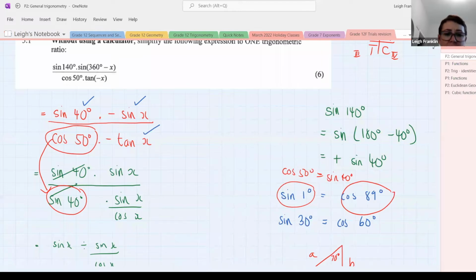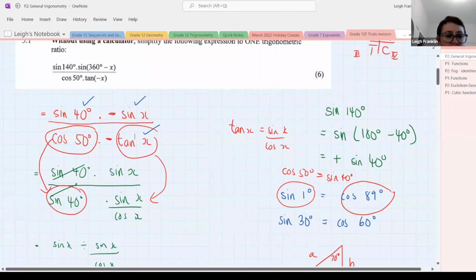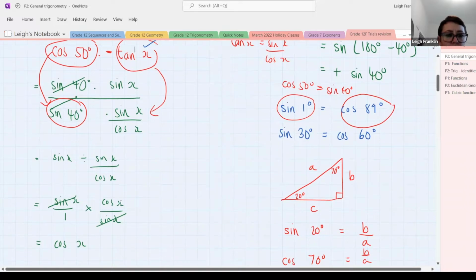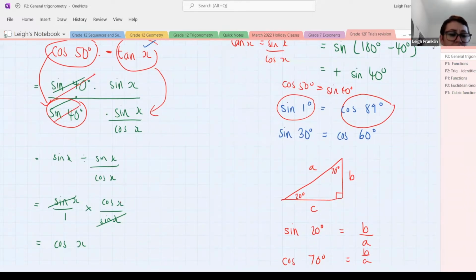Then I've used my tan identity. Remember, tan x is sine x over cos x, isn't it? So I've written tan x as sine x over cos x. A negative divided by a negative is a positive, so the whole answer has to be positive. Here I've said anything divided by itself is 1. So I've got sine x divided by sine x over cos x. And when I divide fractions, I have to tip and times.